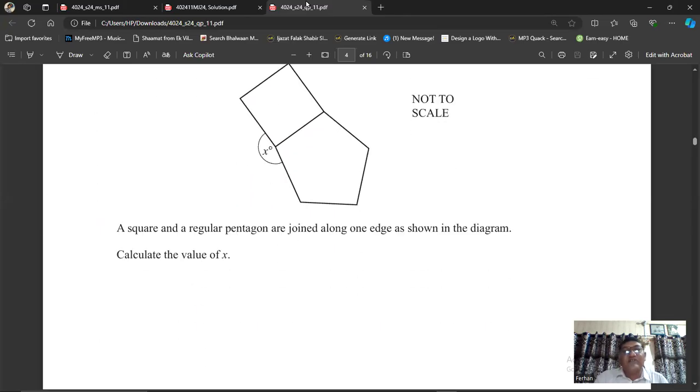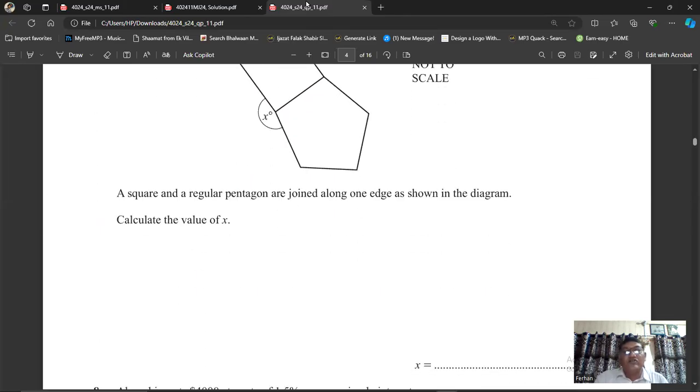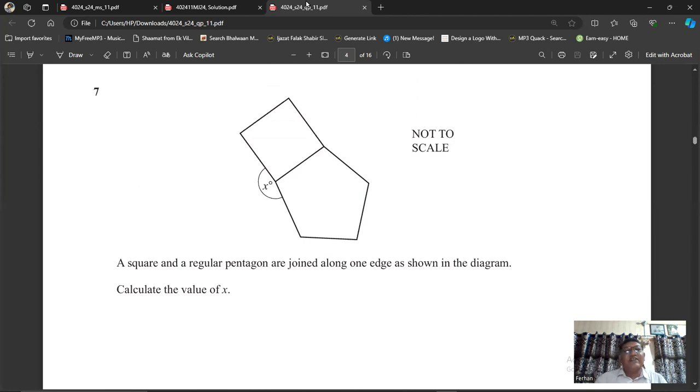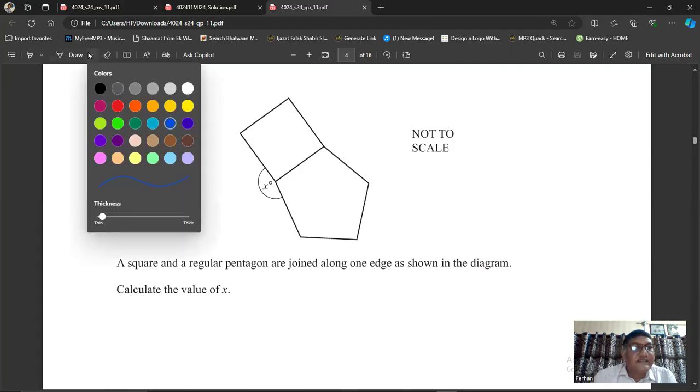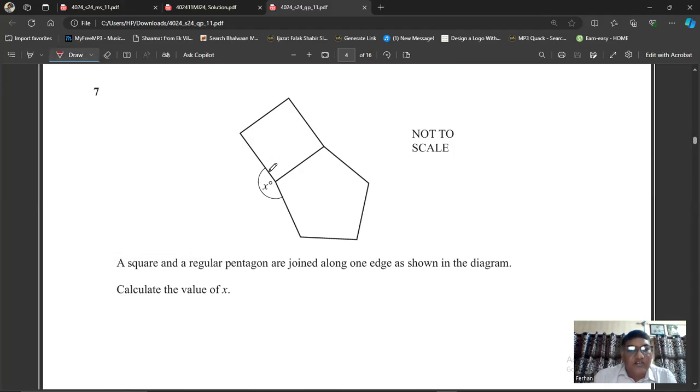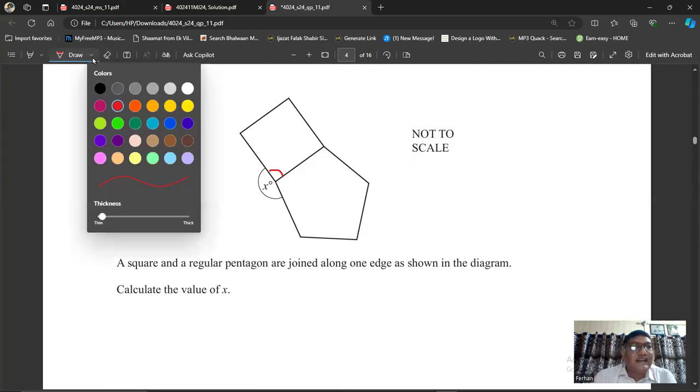The question number 7 showing up on your screen. So it says question number 7, he says a square and a regular pentagon are joined along one edge as shown in the diagram. Calculate the value of the x. Okay. So as you know that this is, let me take out the pencil. Okay. So this angle, you know, this is how much? 90 degrees. So this angle is 90 degree. And how much will be this angle?